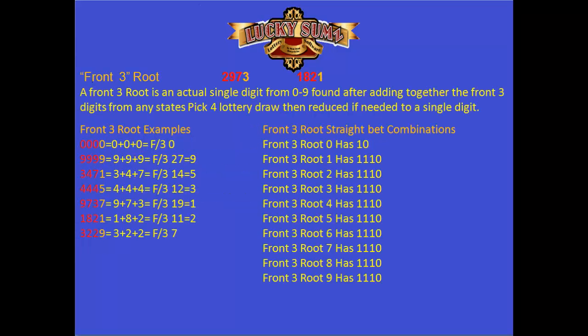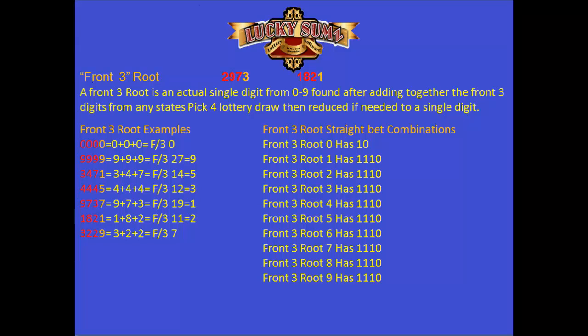Now, the last cycle I want to talk about is the front 3 root cycle. A front 3 root is an actual single digit from 0 to 9 found after adding together the front 3 digits from any state's pick 4 only, and reduced, if needed, down to a single digit. Now, what we basically did in Lucky Sums is that we have included a function in our pick 3 version that you can include the pick 4 from any state and drop it into the pick 3. However, you need both sets of software. You need the pick 3 and the pick 4 to run this function.